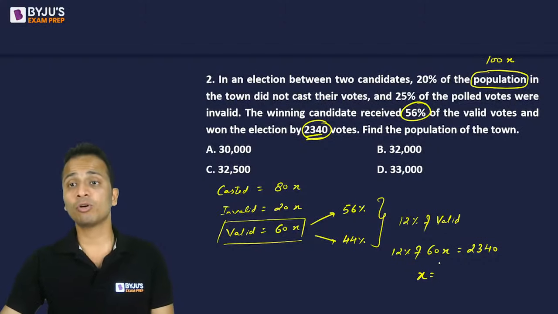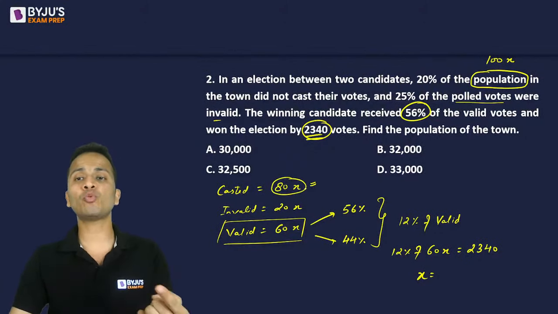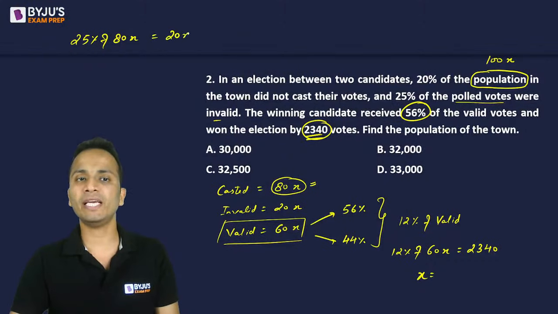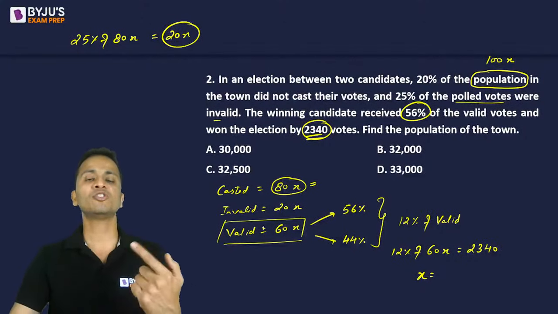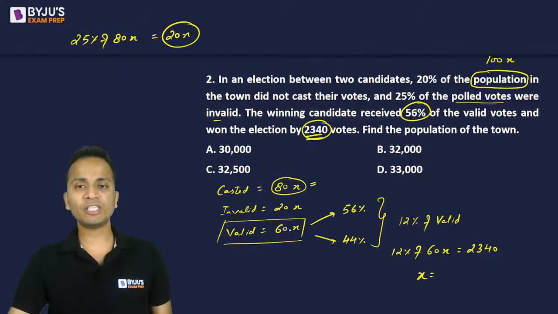25% were invalid. Wait, Shubhangi, I'll check. 25% of the votes polled were invalid. So, Shubhangi, 25% of the votes polled. How many votes are polled? 80x votes were polled, out of which 25% was invalid. So 25% of 80x will be 20x. So 20x votes are invalid, and valid votes will be 80x minus 20x, that is 60x. Of these, 56% are received by the winning candidate and 44% by the losing candidate.